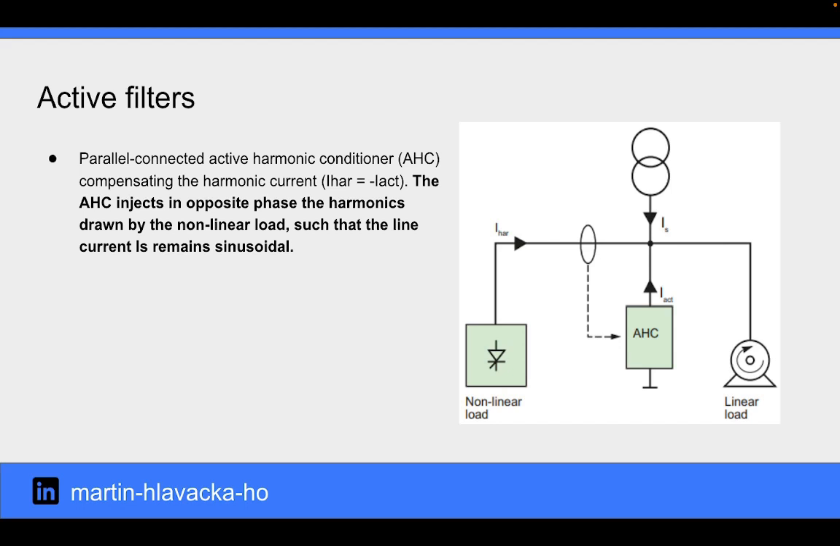The parallel connected active harmonic conditioner compensates the harmonic current. The active filter injects the harmonics consumed by the nonlinear load in the opposite phase so that the line current remains sinusoidal.